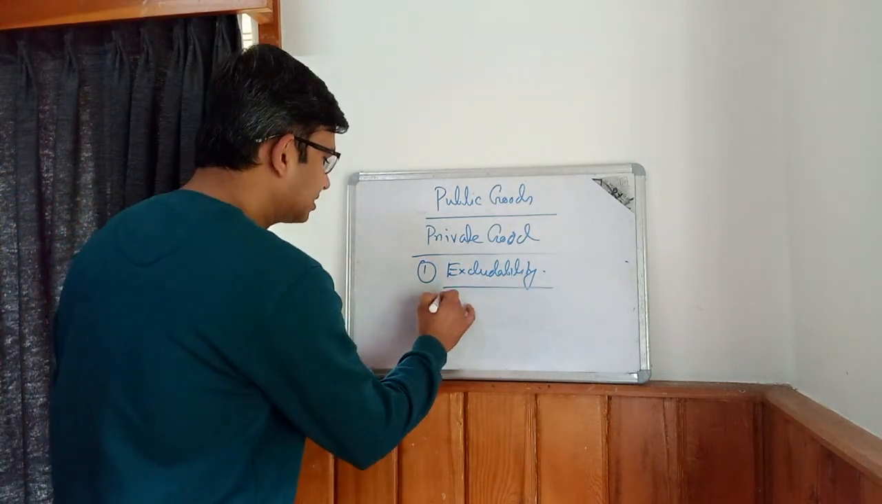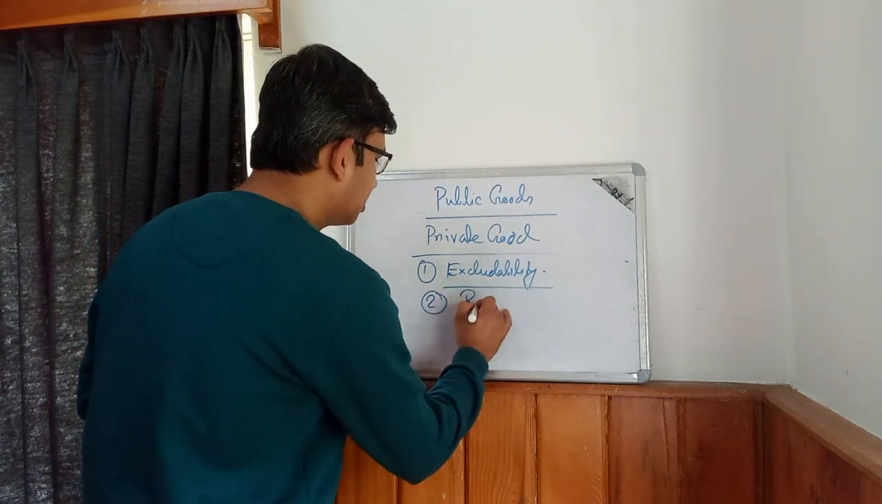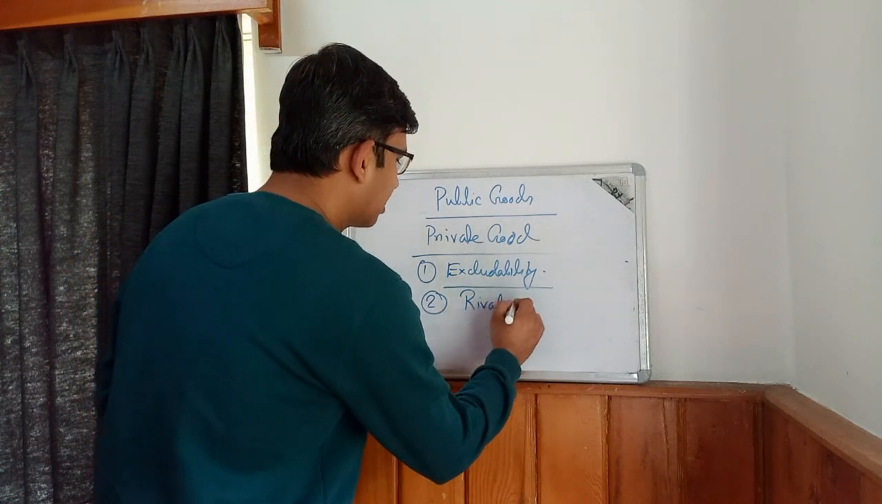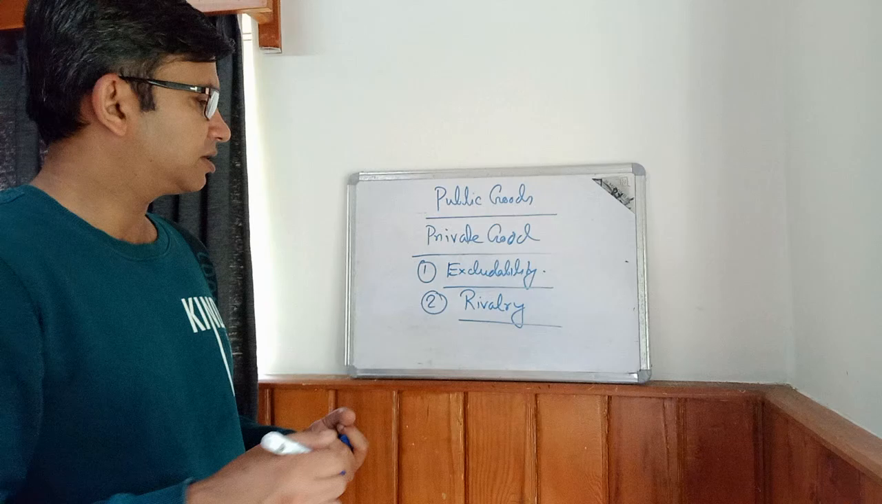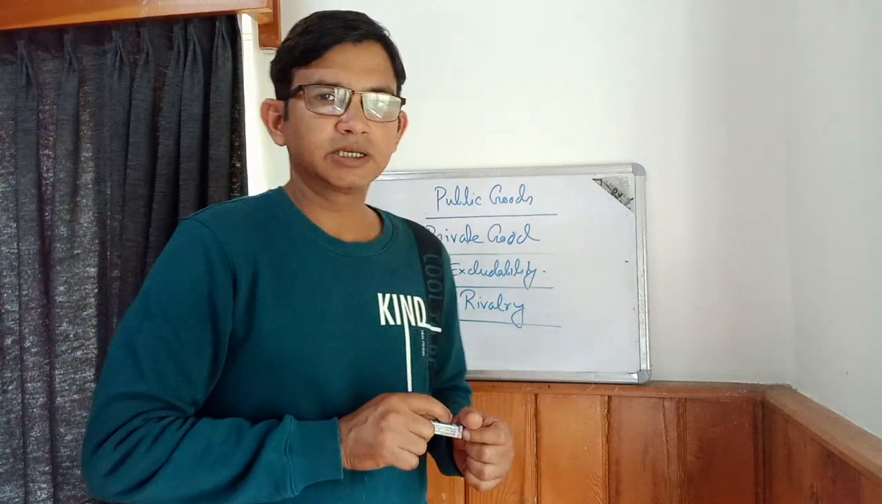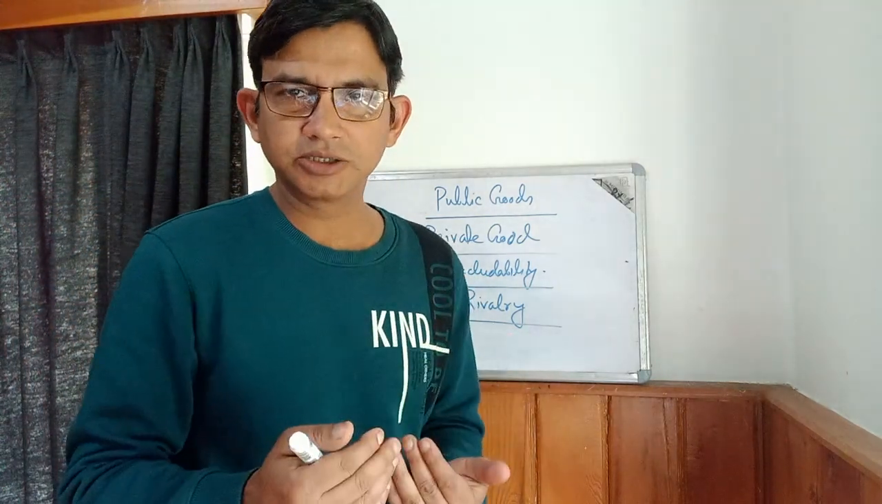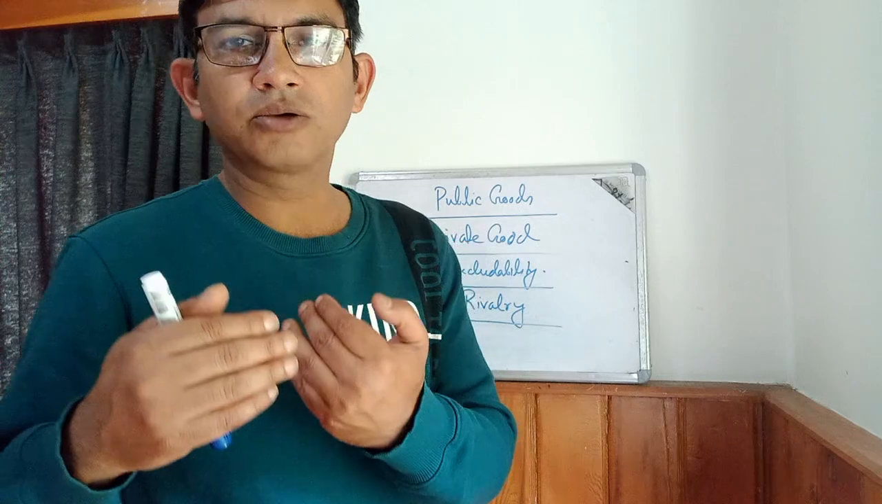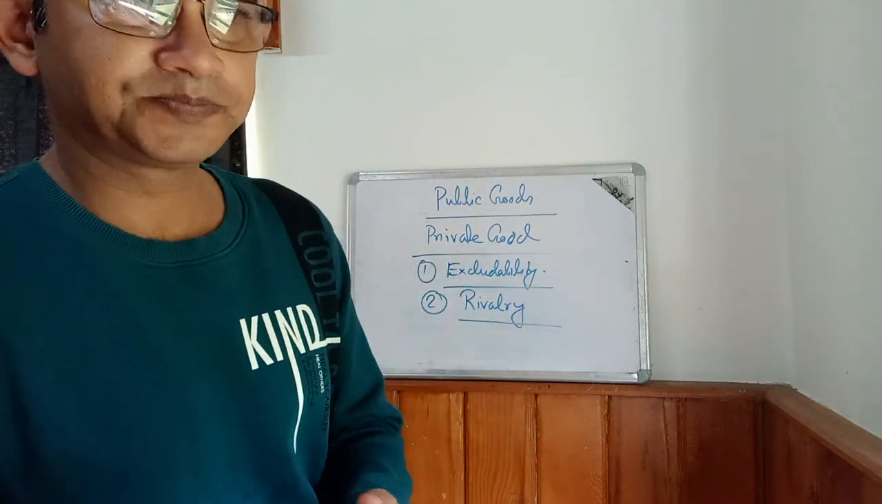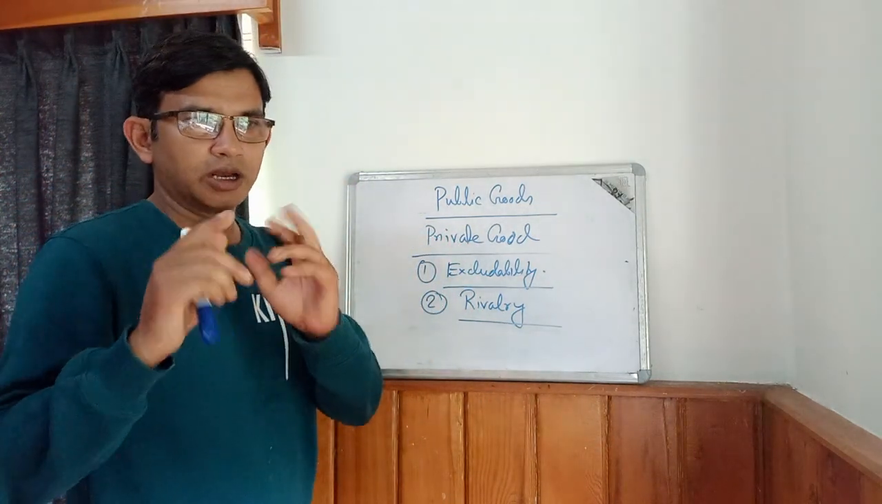And the second thing is called rivalry. Rivalry in consumption means an increase in consumption by one consumer will reduce the amount available to the other consumers. So this is called rivalry.